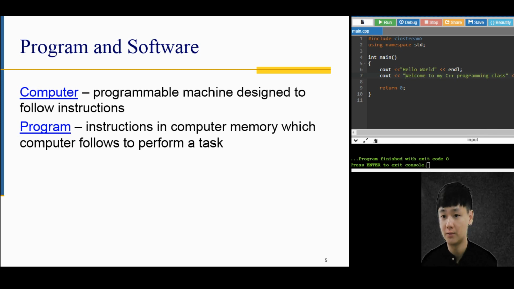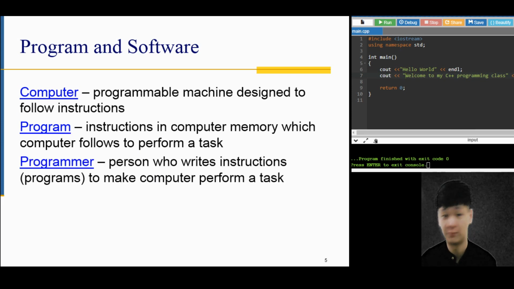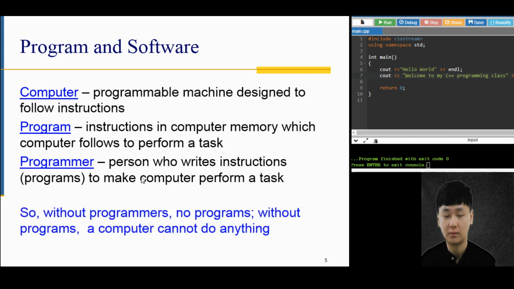So my question now is, who is going to give this instruction to the computer? The answer is you. You are the future programmer. A programmer is the person who writes the instructions to make the computer perform a task. So bear in mind, without programmers, there is no program, and with no program, a computer cannot do anything. So you, as a future programmer, are quite important in this role.